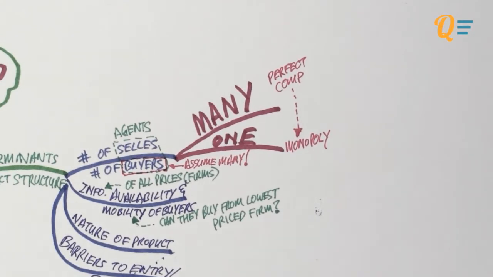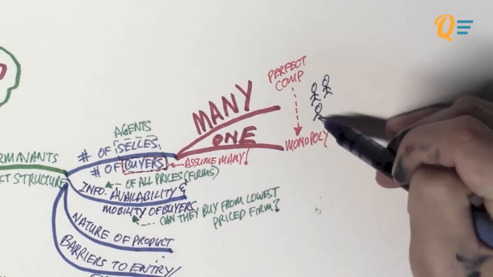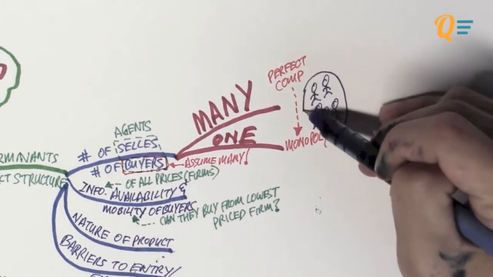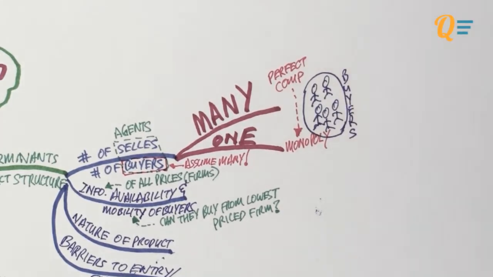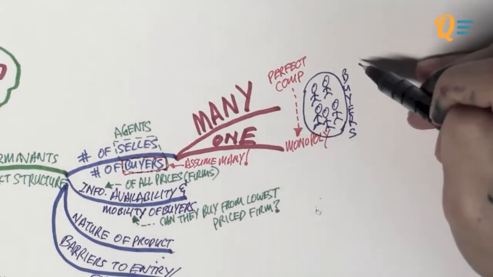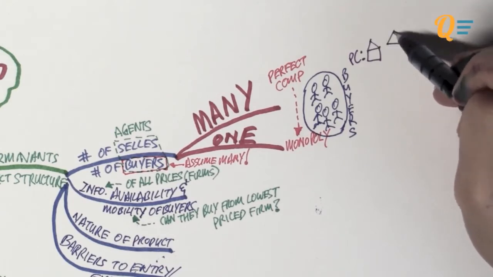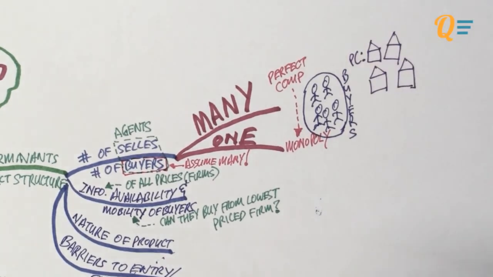Okay, so let's talk about how market power is derived when there's many firms or when there's only one firm. So all these people are the buyers. So you've got many buyers. And in a perfect comp market, you're going to have many sellers. Okay, so there are 4 sellers here.